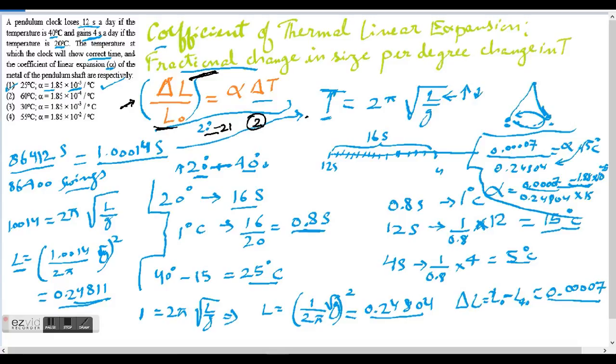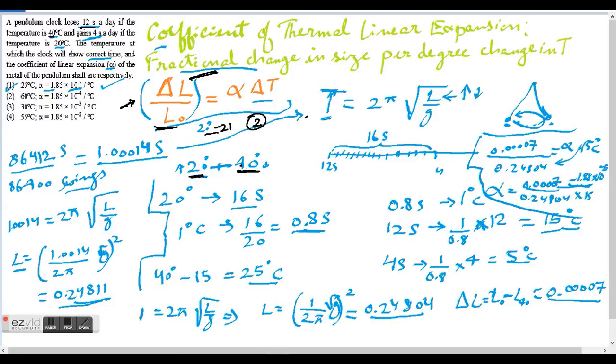Now let's see what is given in the question. It's given that the clock loses 12 seconds a day at 40 degrees Celsius and gains 4 seconds a day, which means that at 40 degrees Celsius the clock is actually moving slower, and at 20 degrees Celsius it's actually moving faster. So the ideal temperature at which it neither loses nor gains any time has to be between 20 and 40 degrees Celsius. So that's kind of intuitive. So it should be between 20 and 40 degrees Celsius.